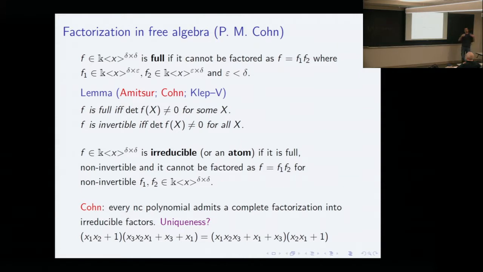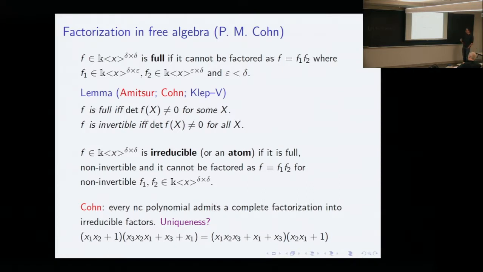However, uniqueness is a bit problematic. It's not like in the commutative setting, where commutative polynomials form a unique factorization domain. Here you have this kind of thing happening. This polynomial factors in two ways that don't look too similar. This polynomial here, x1, x2 plus 1, is not a scalar multiple of this polynomial, and this one is not a scalar multiple of this polynomial. So there's some non-uniqueness happening.